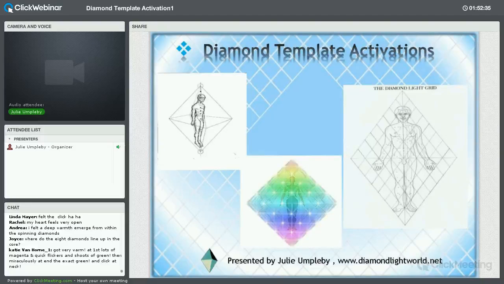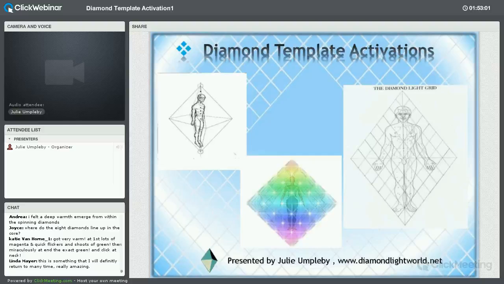Katie says, got very warm at first, lots of magenta, quick flickers and shoots of green. Then miraculously at the end, the exact green and the click at the neck. Oh, you guys are clicking. It's just as well I actually mentioned that. I wonder if it would have happened if I hadn't mentioned it, but people do experience this clicking, and I was kind of aware of the core column clicking into place as we were doing that aspect.